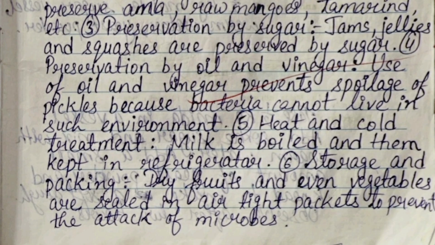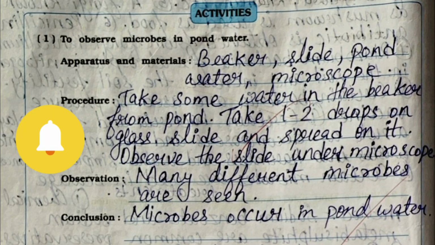Heat and cold treatment. Milk is boiled and then kept in refrigerator. Storage and packing. Dry fruits and even vegetables are sealed in airtight packets to prevent the attack of microbes. Now we'll continue with the activities.